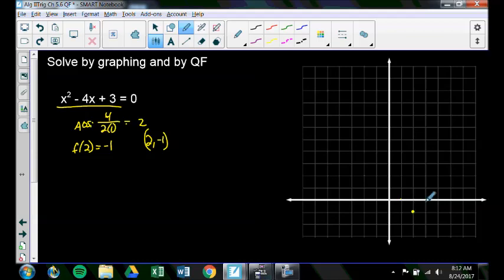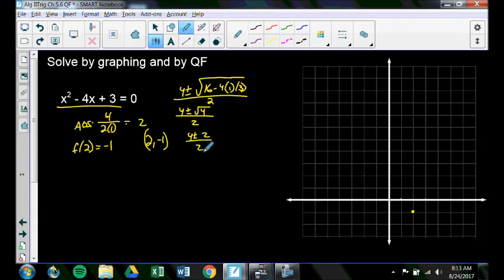Let me show you how I know that. I'll do the quadratic formula. Negative b plus or minus the square root of b squared minus 4 times a times c, all divided by 2a. This is 4 plus or minus the square root of 4, all divided by 2, which is then 4 plus or minus 2 over 2.